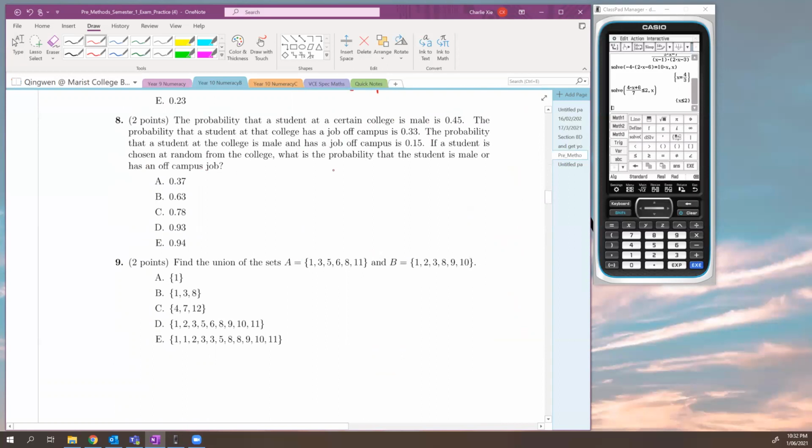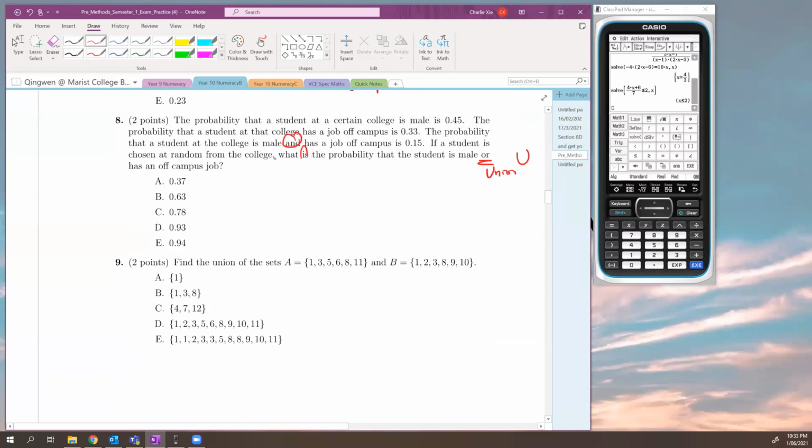Question 8. The probability that a student at a certain college is male is 0.45. The probability that a student at that college has a job off campus is 0.33. The probability that the student is male and has a job off campus is 0.15. A student is chosen at random from the college. What is the probability that the student is male or has an off-campus job? If you see or, it means union. If you see and, it means intersection. Union is U, starts with U, looks like this symbol, and intersection is this symbol.